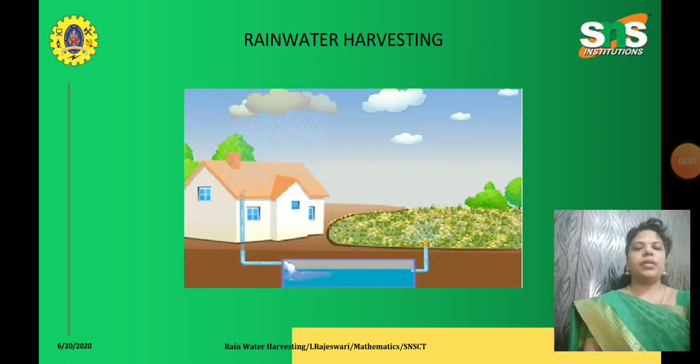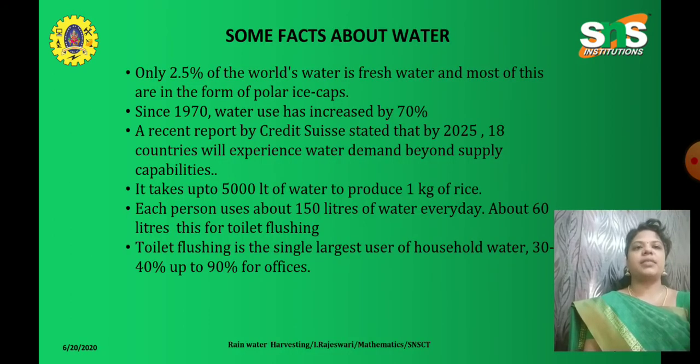Hi everyone, let us discuss the case study about rainwater harvesting. First, you should know some facts about water. Only 2.5% of the world's water is fresh water, and most of it is in the form of polar ice caps. Since 1970, water usage has increased by 70%. A recent report by Credit Suisse stated that by 2025, 18 countries will experience water demand beyond supply capabilities.